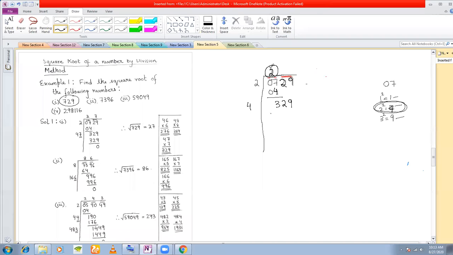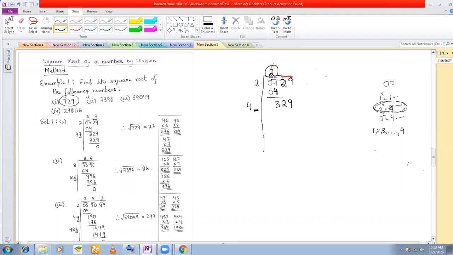Next you have to insert a digit here. A digit, remember, a digit. A digit means any digit between 0 to 9. You have to insert here such that whatever digit you insert, when you multiply the number by that digit, it must give you a number that is just less than 329.